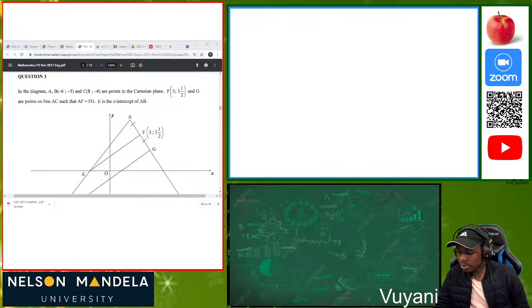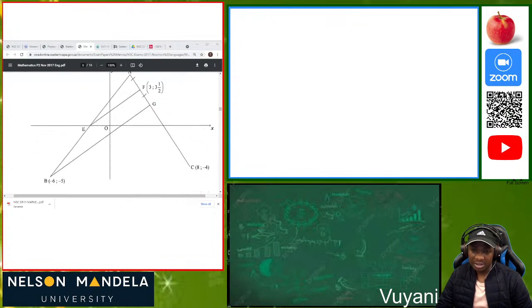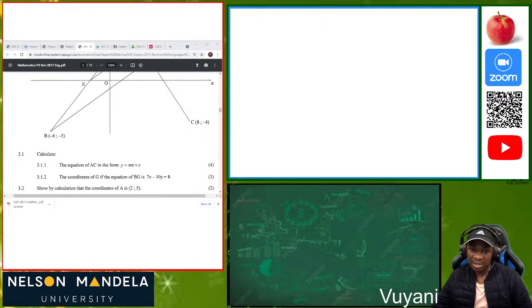Please don't forget this formula. It's nice because if you know the midpoint, you are able to determine the coordinates. So we substitute the values of our midpoint, which is F. Then we end up with x2 equal to 2 and y2 equal to 5. Then automatically we have shown that our point A is (2, 5). Then you get your easy 2 marks.